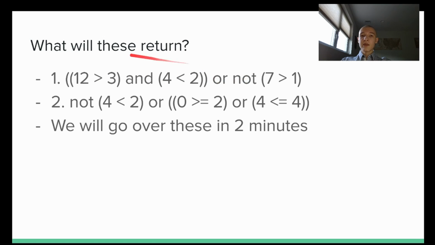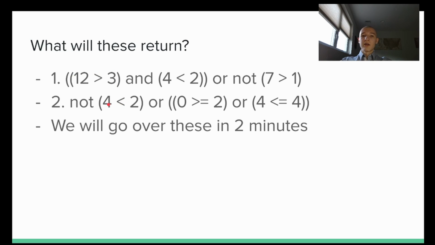That means this is okay if it's false as long as this is true. And as we can see, 7 is greater than 1. This is true, and the NOT turns it into a false, making this statement false and this one false. So this is 2 falses, making this whole statement false.